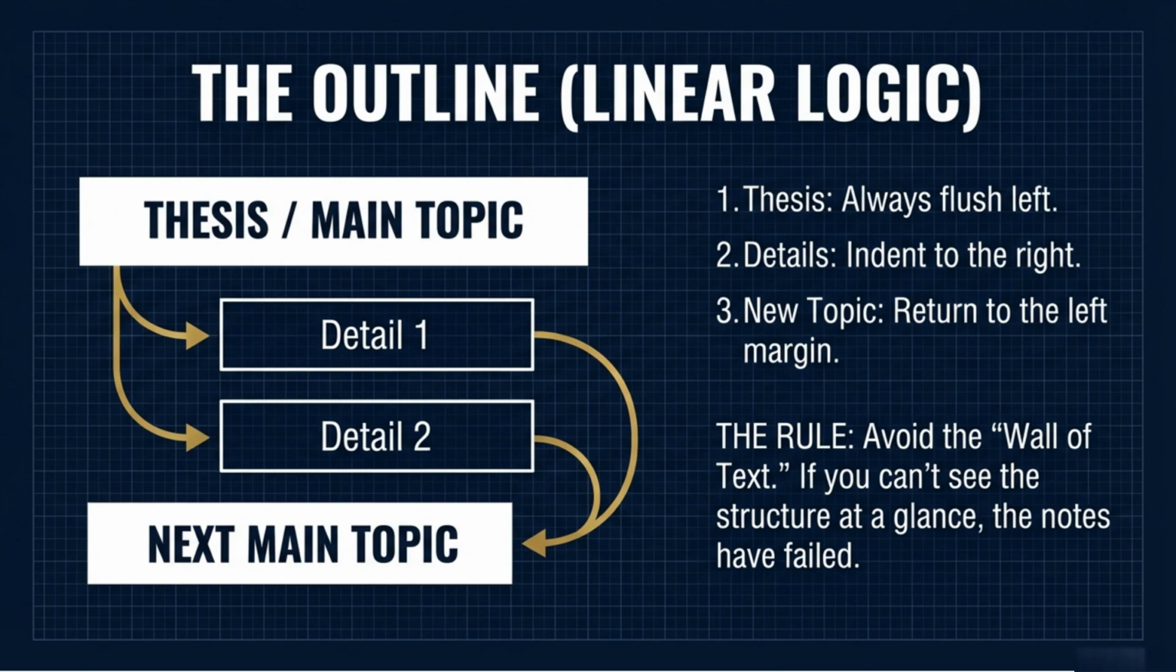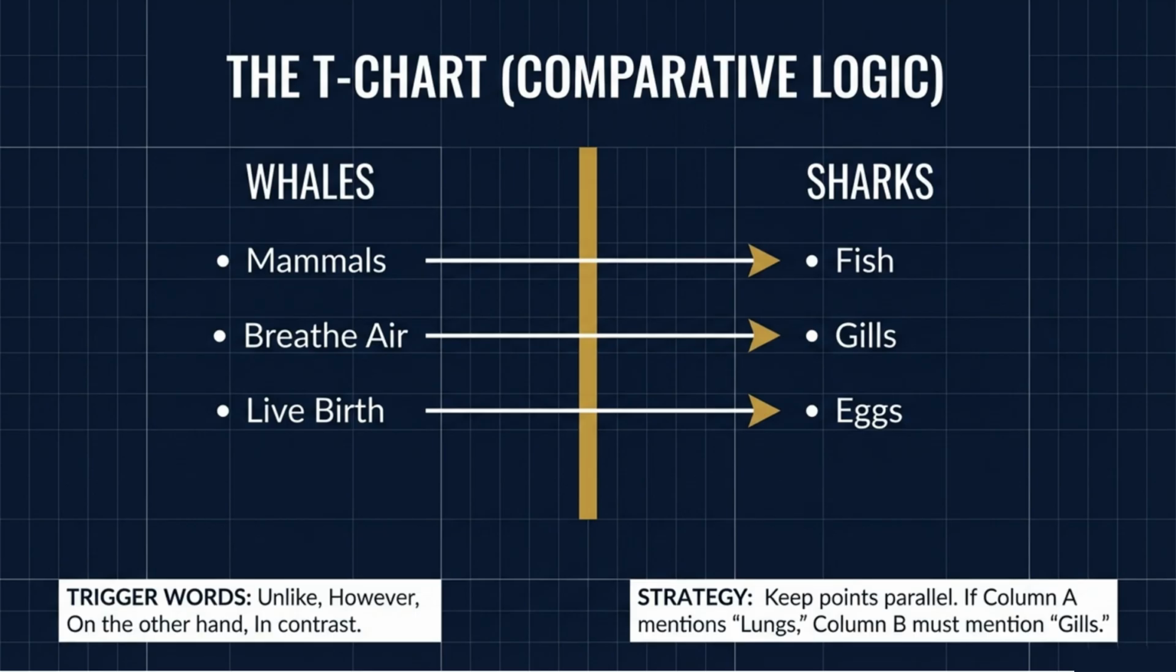Now let's switch to a more flexible tool. A T-chart is great for comparing two sides. Let's say we're comparing whales and sharks. On the left side, whales. On the right side, sharks. Whales are mammals. They breathe air. They give live birth. Sharks are fish. They use gills. And they lay eggs. Keep your points parallel. If one column says lungs, the other must say gills.